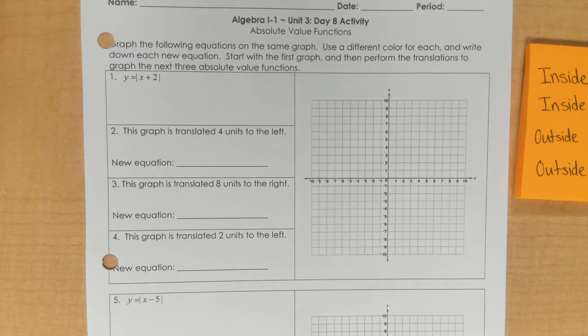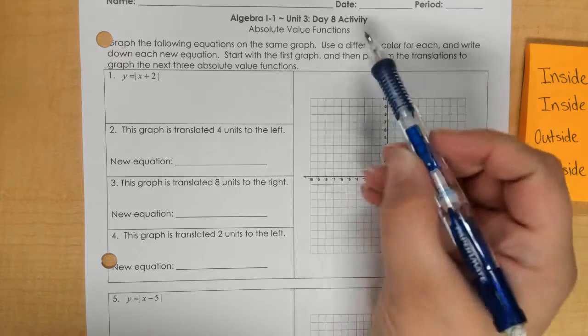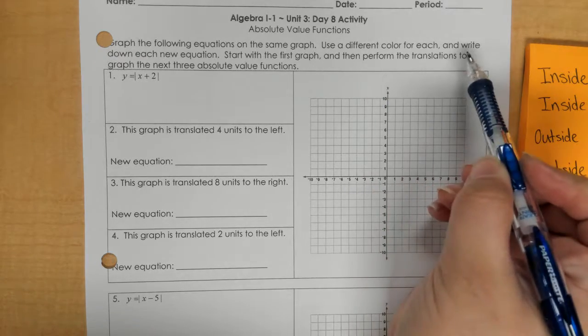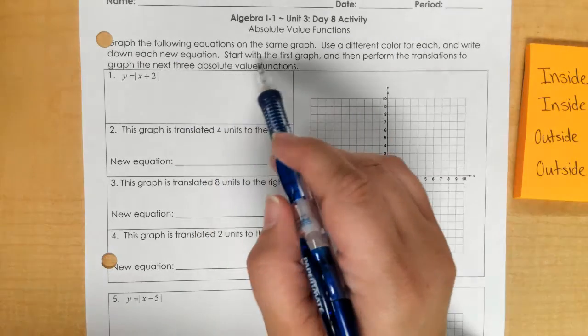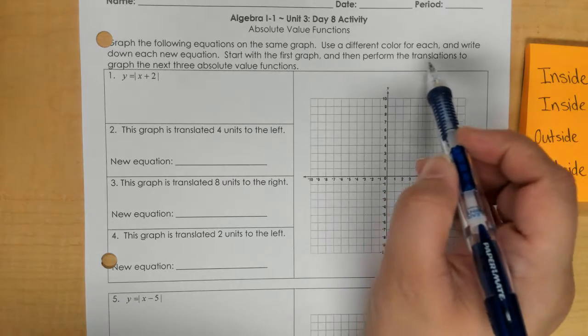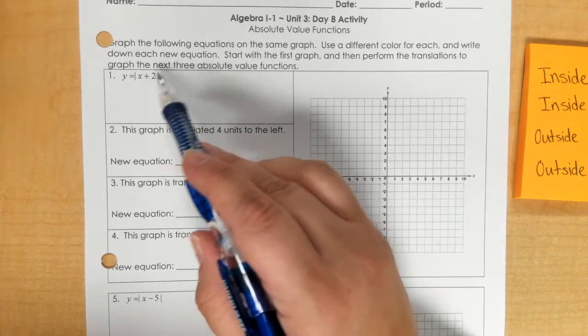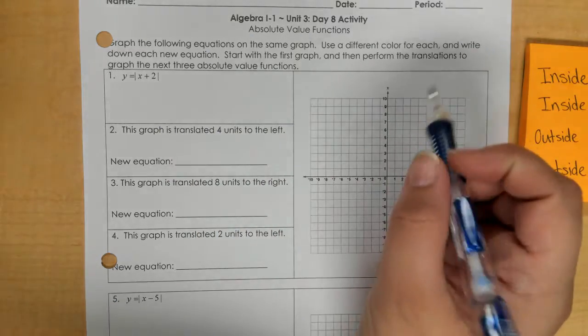I'm going to go ahead and do the first graph in pencil. For number 1, it says graph the following equations on the same graph. Use a different color for each and write down each new equation. Start with the first graph and then perform the translations to graph the next 3 absolute value functions.